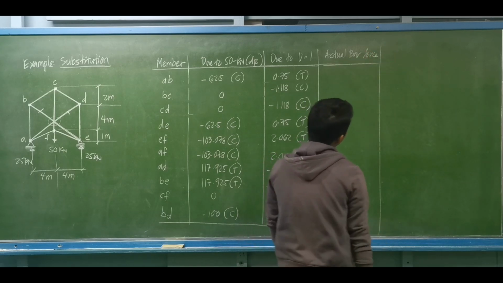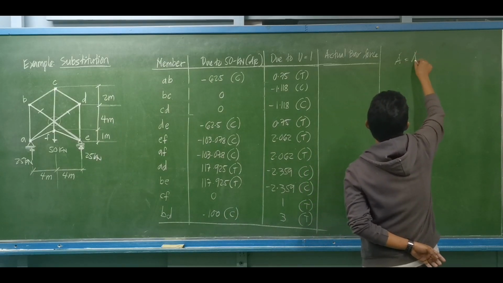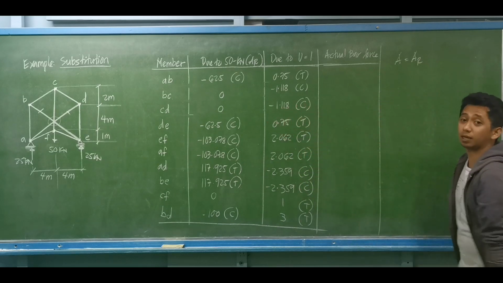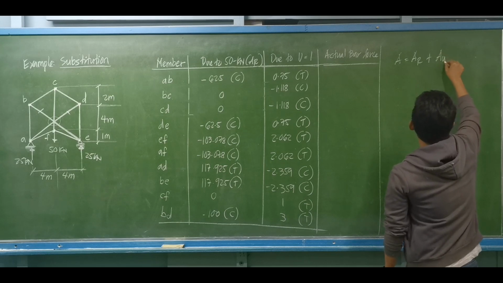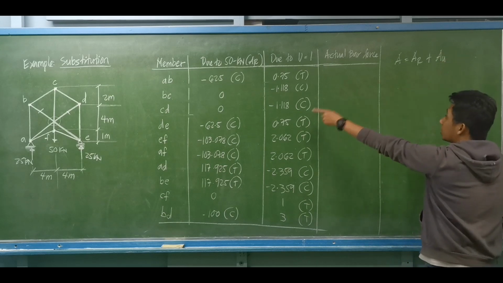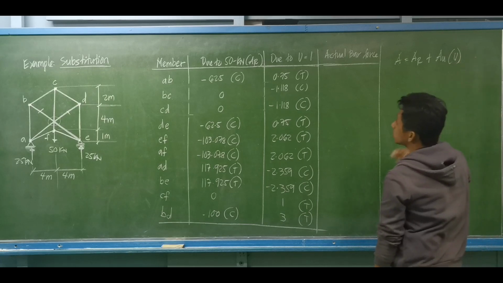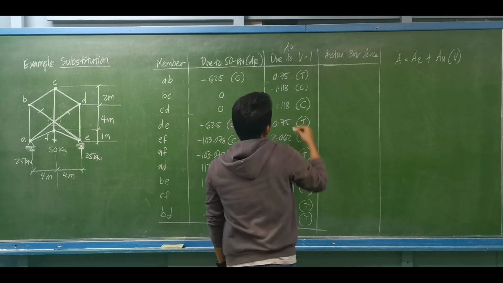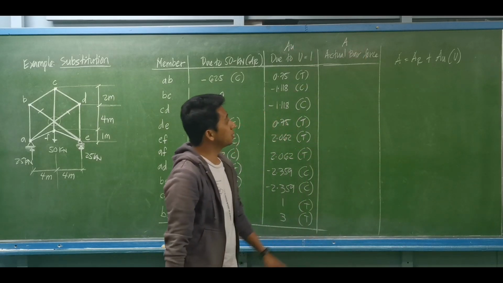Okay, so we will now compute for the actual bar force. The actual bar force is equal to the bar force due to the real load, that is due to the 50 kilonewtons, plus the load due to the 1 unit load multiplied by the value of U. So this is A sub R, and this is our A sub U, this is the actual load. So what is the value of U?